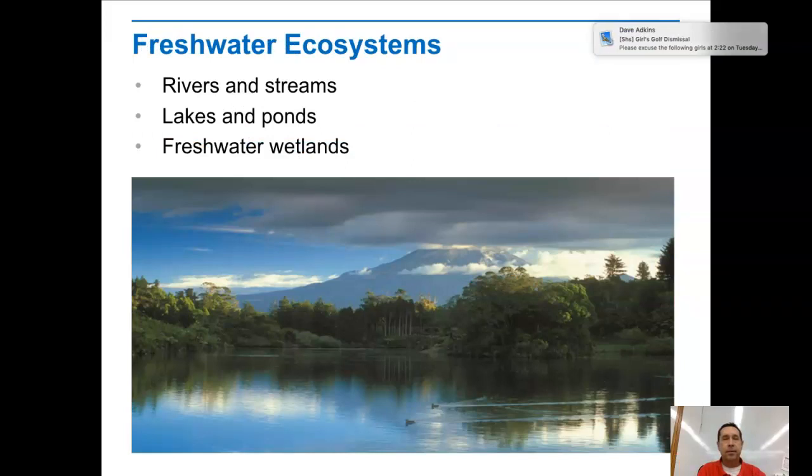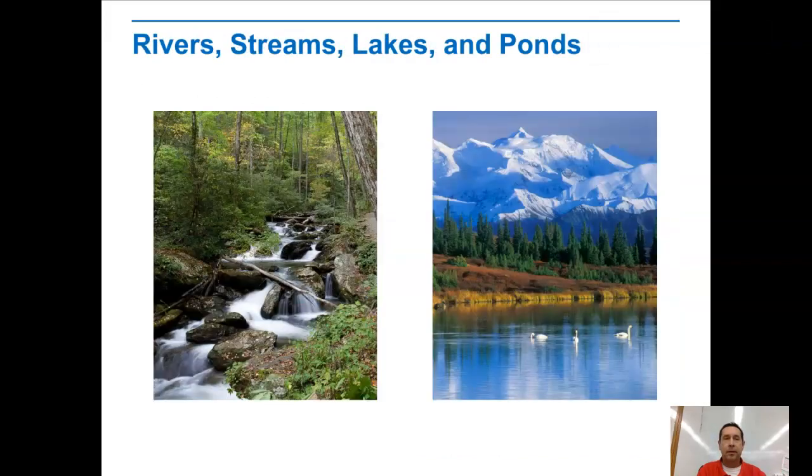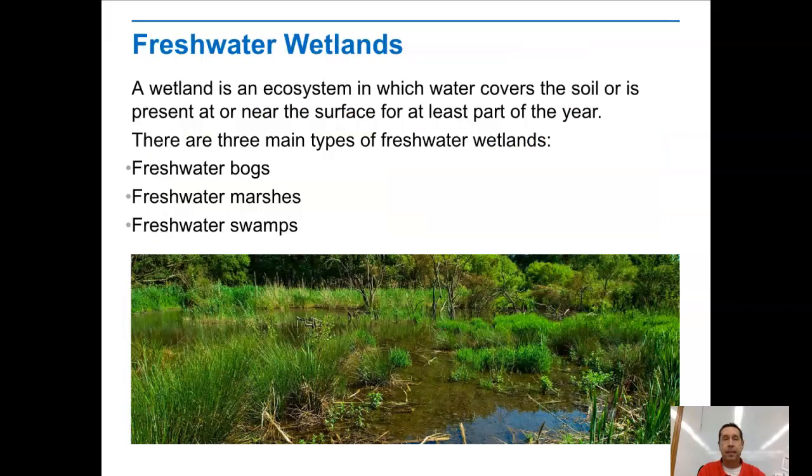Freshwater ecosystems: rivers and streams, lakes and ponds, freshwater wetlands. So rivers and streams and lakes and ponds, kind of the difference is the water flowing from one place to another or not? Rivers and streams, you have water flowing. How quickly it flows determines the kinds of life you find there. Lakes and ponds, basically those are non-flowing. Again, you have the size, the depth, kind of what determines whether it's a lake or a pond.